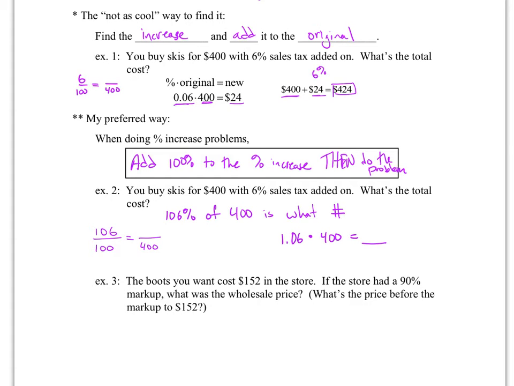How did you get 106? How did I get 106%? So the 106% again came from 100% of the ski price, 400, plus 6%, so 106%. So what do we get? Hopefully we still get our $424. Somebody try that one? 106 times 400 divided by 100. It equals 424.